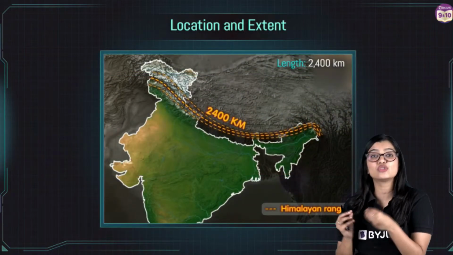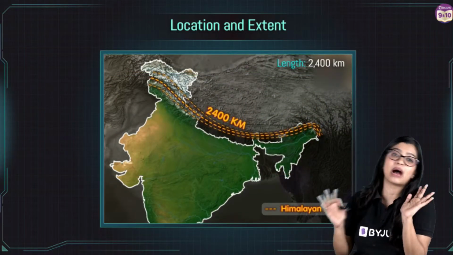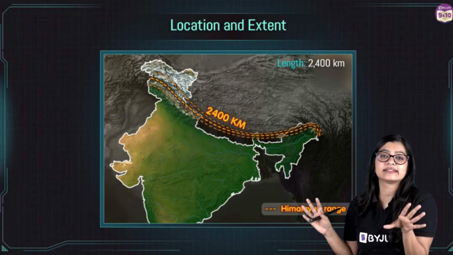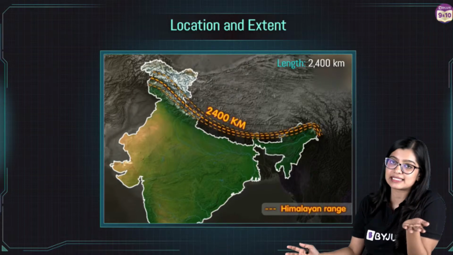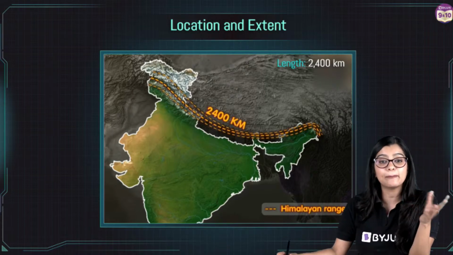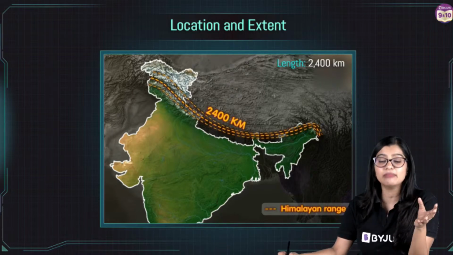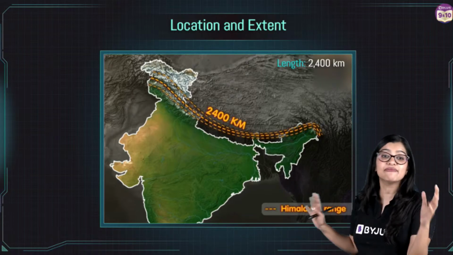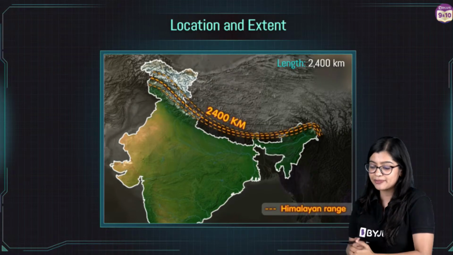Now let's understand its location. Where do I find my Himalayas? You tell me. Where am I going to find my Himalayas? See, we are citizens of India. This chapter should be very easy, right? All of us are from different parts of the country, so we are able to relate to some parts or some physiographic features, of course, right?